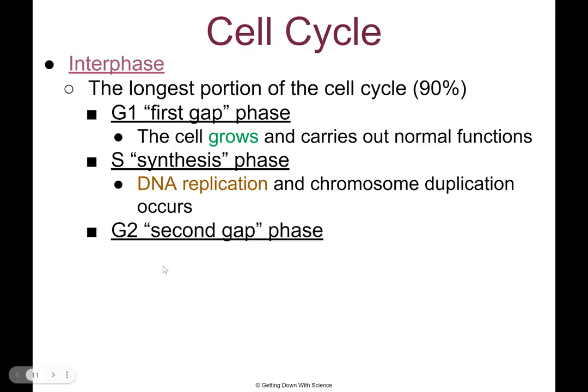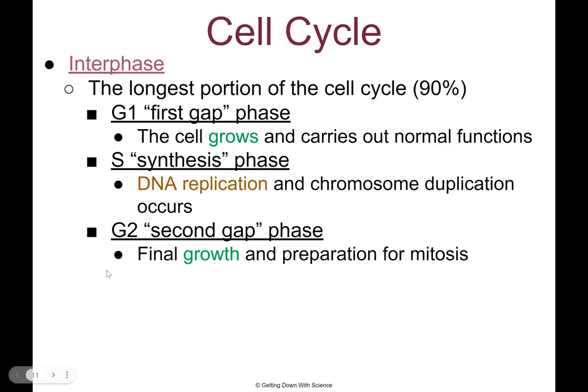We move into G2 or the second gap phase. This is what we call the final growth and preparation for mitosis. So this is where we're actually taking the time to make sure that we really have everything ready to make a baby cell to divide. You know, like getting a job, a place to live, all of those kind of things before you actually have a baby.